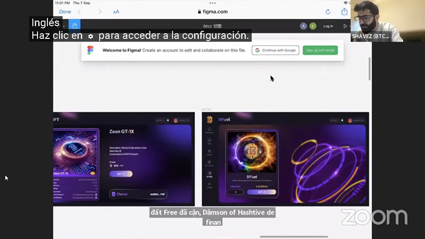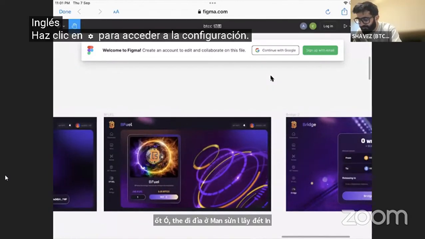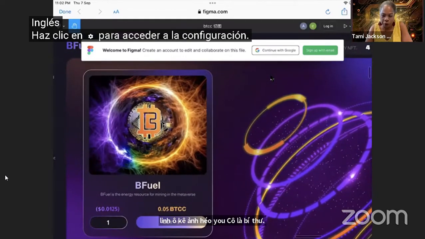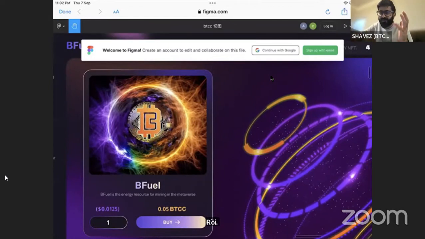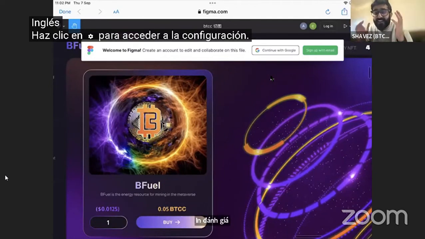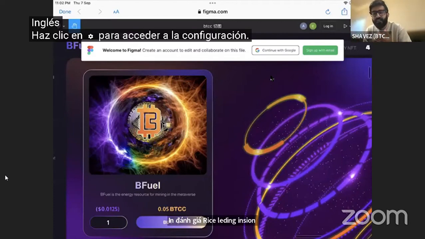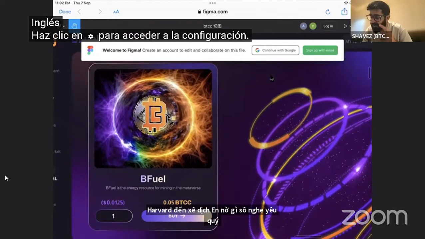Okay, and here you go, the B fuel. In the DApp, it will rotate, right? Like an engine. It's electricity. It's, I believe, the first ever replication of eco-friendly electricity that we built on blockchain. This is power. This is the energy. So here you will be able to buy B fuel.